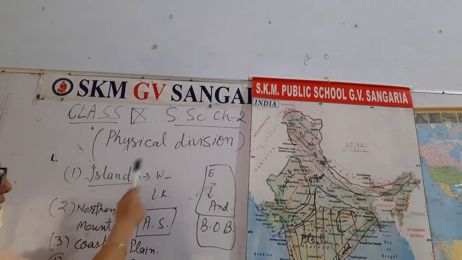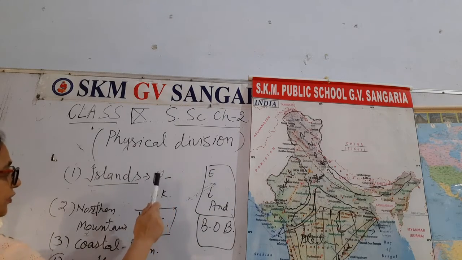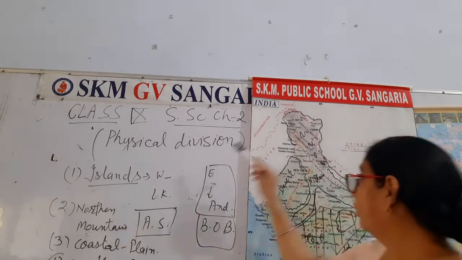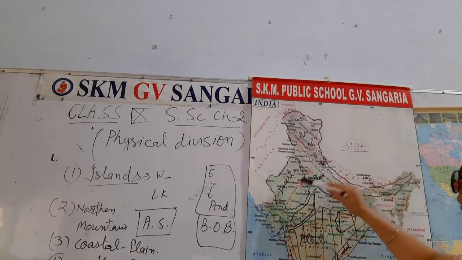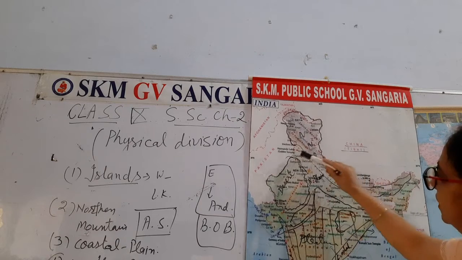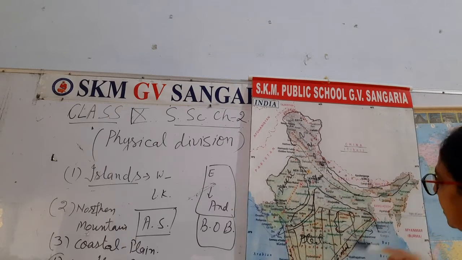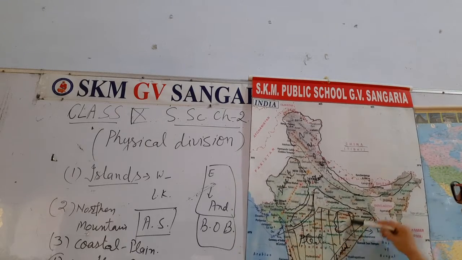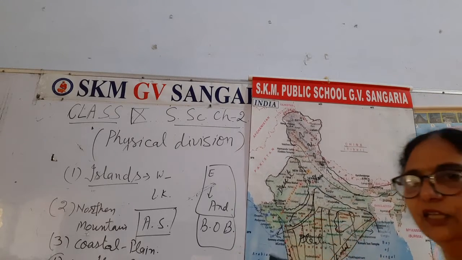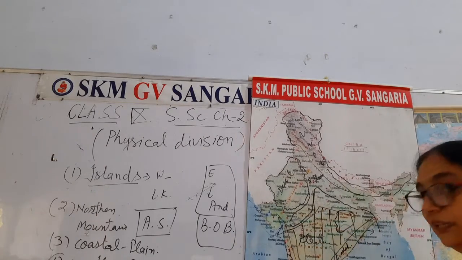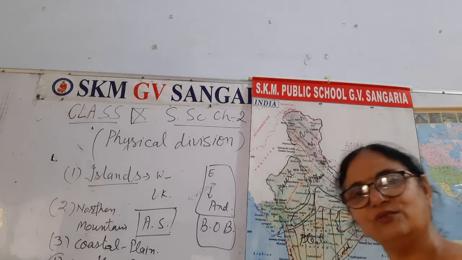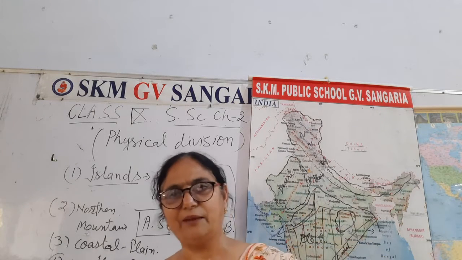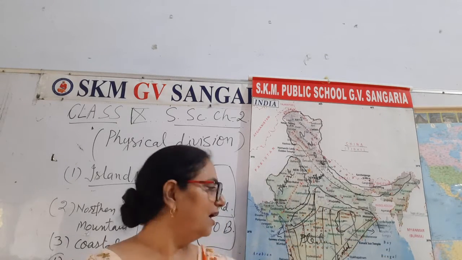First I told you about the islands situated in western India and eastern India. Then I told you about the northern mountains. Then the desert, northern plains. Then coastal plains, and whatsoever remaining portion of India, including central India and its peninsula, that is our plateau. So easy, right? Try to practice with a blank map. Try to locate all these divisions.